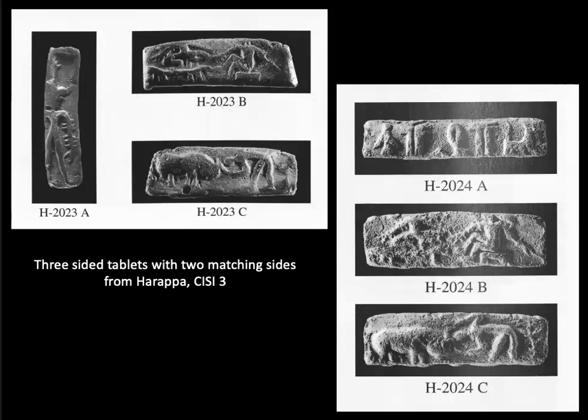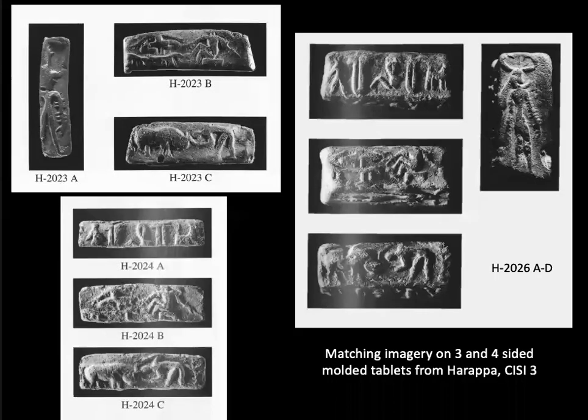And this variability can be seen in a series of 3 and 4-sided tablets from Harappa. Here we see 2 matching sides, but then the third is different. A third tablet from the site is 4-sided and combines all 4 of these scenes.